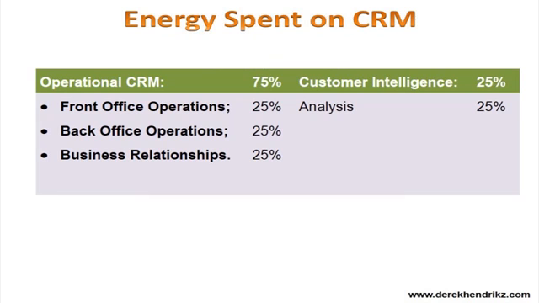Now let's look at the energy distribution here. I've already talked about this. I said that operational CRM takes the bulk, 75%. If we had to divide this into equals, we would say front office operations 25, back office operations 25, business relationships 25, and then your analysis 25. Now it's never really like this. This would immensely depend on your business. I mean, if you're primarily a business that deals with other businesses, then your business relationships would probably be 50 or more.